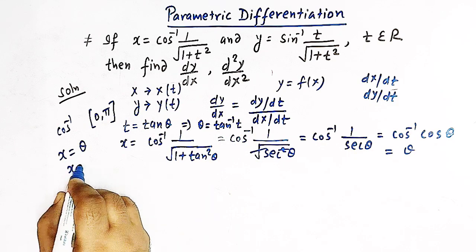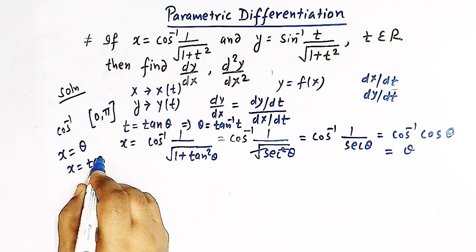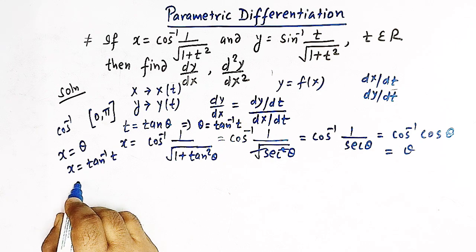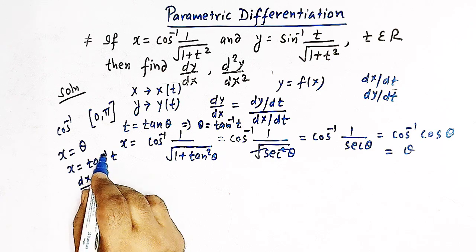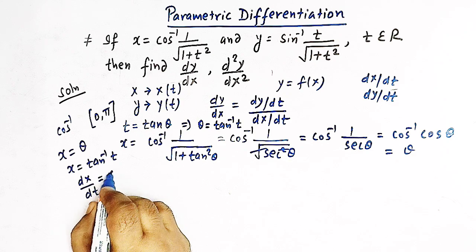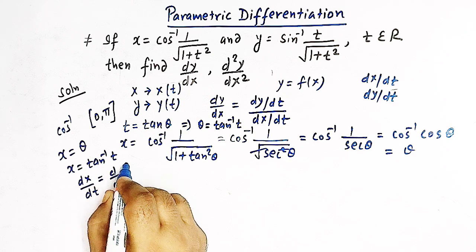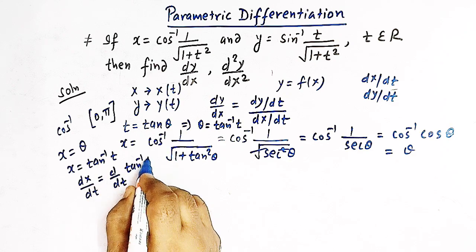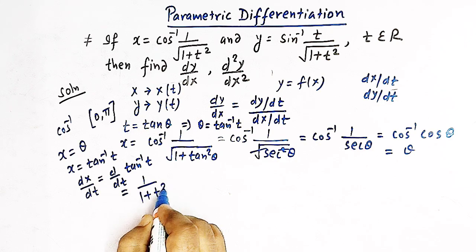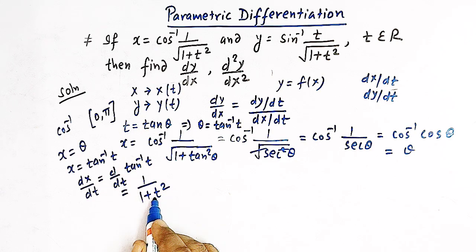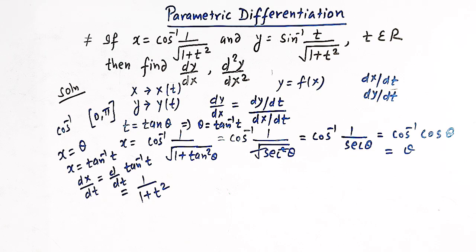So now we have x is equal to tan inverse t. Now we can find dx over dt by differentiating tan inverse t with respect to t. The derivative of tan inverse t is 1 over 1 plus t square. This is the standard result. So dx over dt is equal to 1 over 1 plus t square.